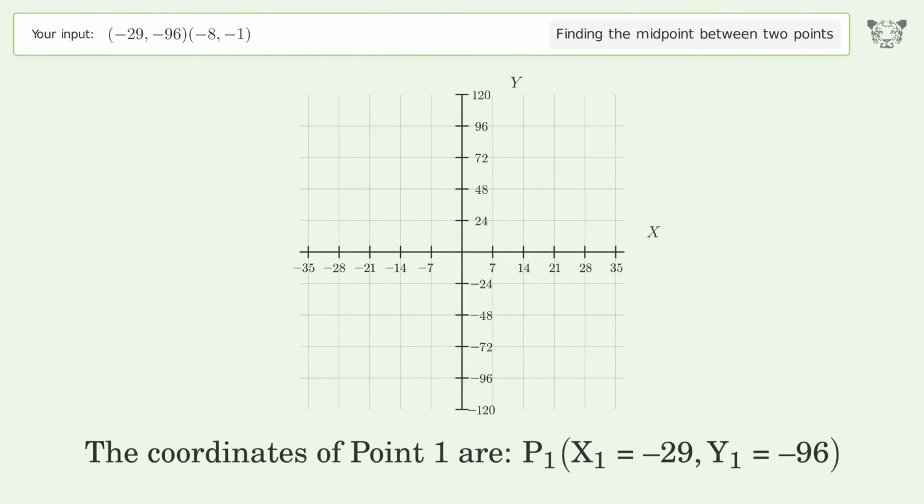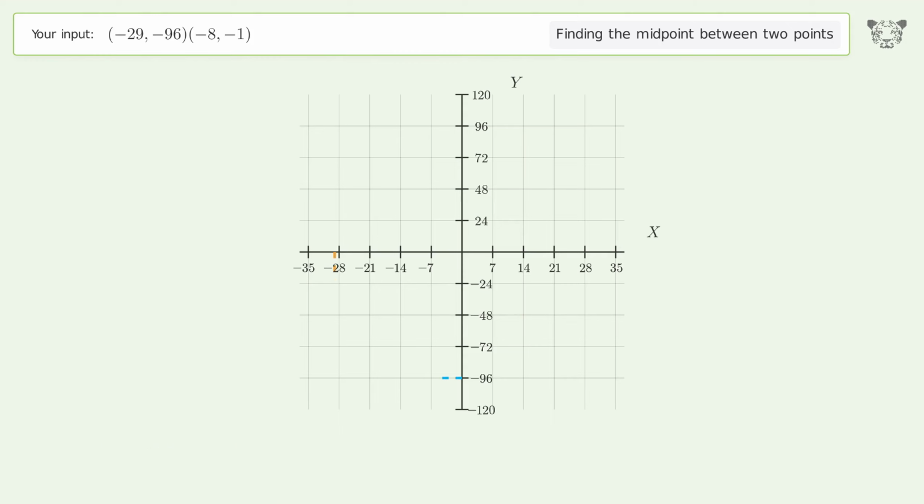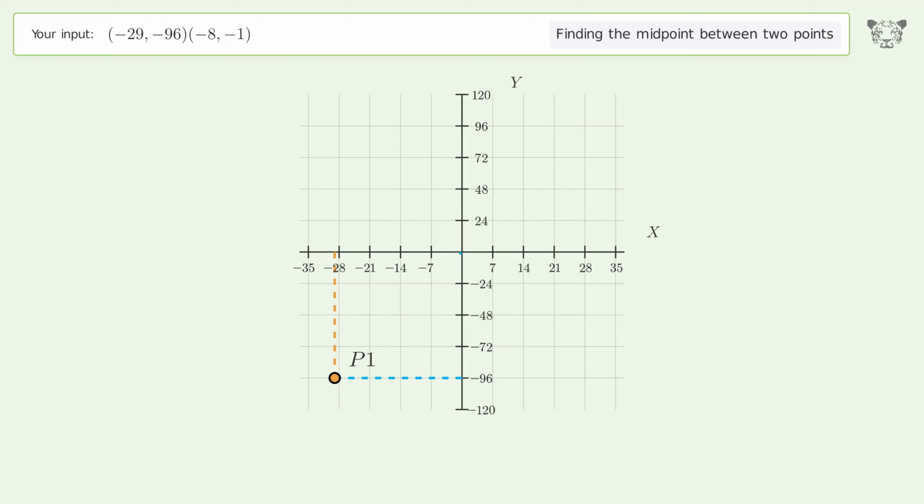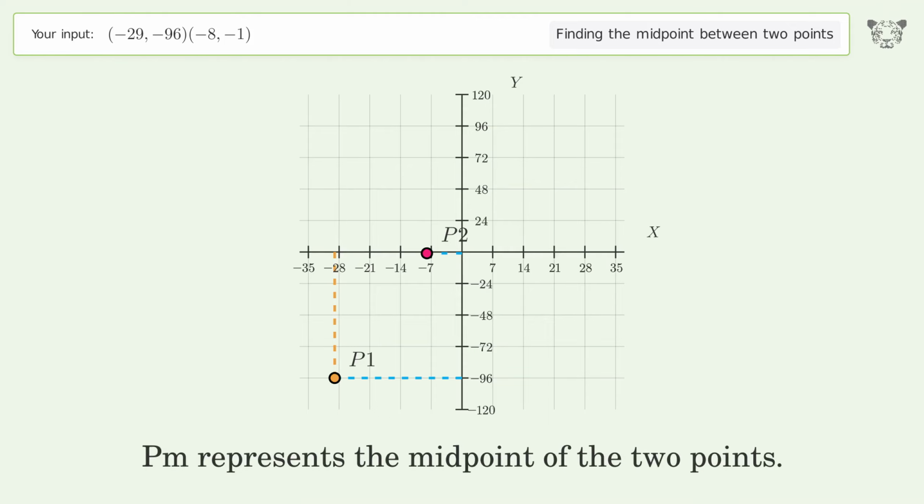The coordinates of point 1 are, x1 equals negative 29, y1 equals negative 96. The coordinates of point 2 are, x2 equals negative 8, y2 equals negative 1. PM represents the midpoint of the 2 points.